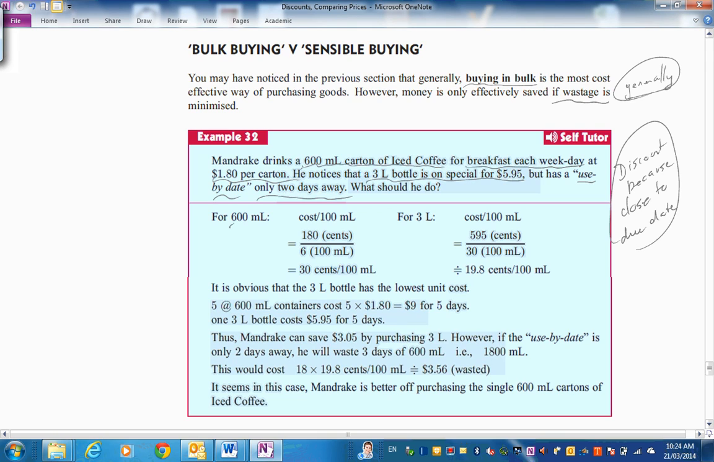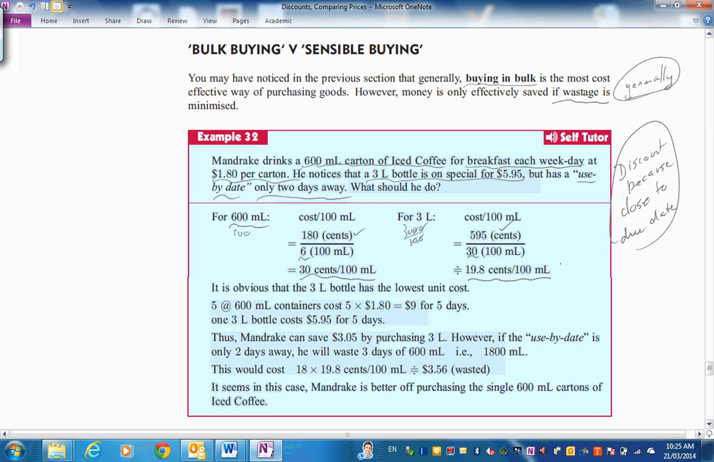So let's have a look at his 600ml deal. 600 mils for breakfast each day, $1.80 a carton. So here we are, cost per 100 mils: divide 600 by 100, there's 6 lots of 100 in that, so it's 30 cents per 100 mils. The 3 litres, $5.95, divided by, now 3 litres is 3,000 mils, so divide by 100, that's 30 lots of 100, so it's 19.8 cents per 100. Ooh, it's a lot cheaper, 30% off or something.